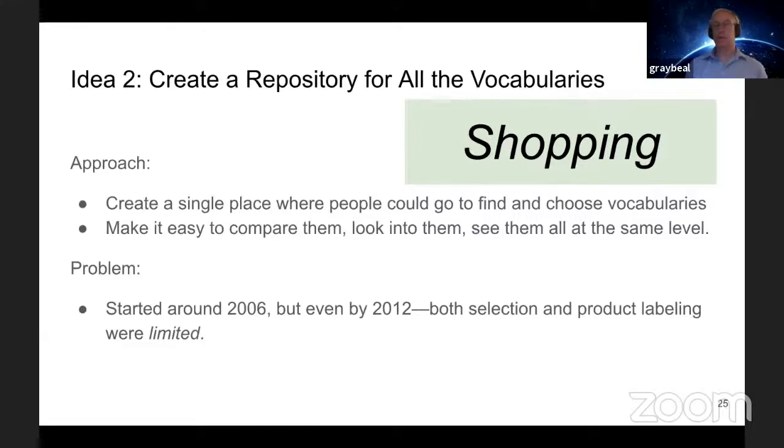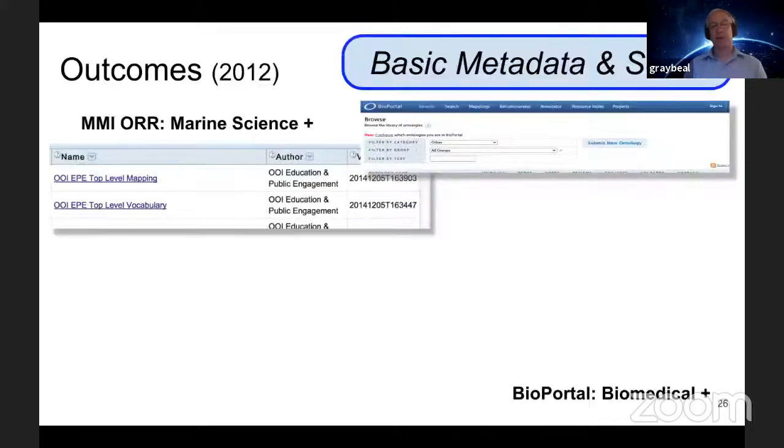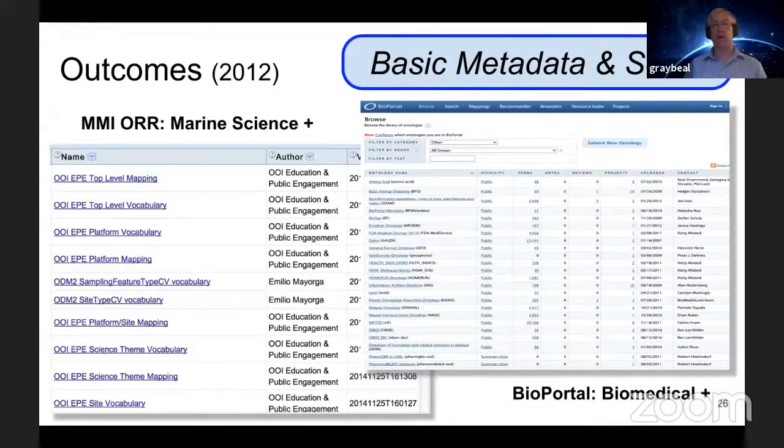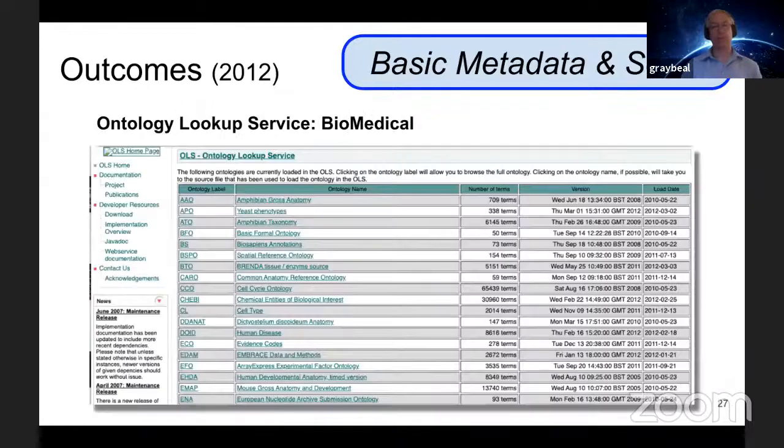Another idea then was to create a repository that can hold all of the vocabularies. About 3 or 4 or 6 different groups had this idea at the same time. I call this the shopping approach, where if you create a single place where everyone can find everything, they can compare them. But even by 2012, the different repositories, of which these are just a couple of examples, were able to provide some very nice collections of vocabularies, relatively speaking, but it still wasn't very complete.